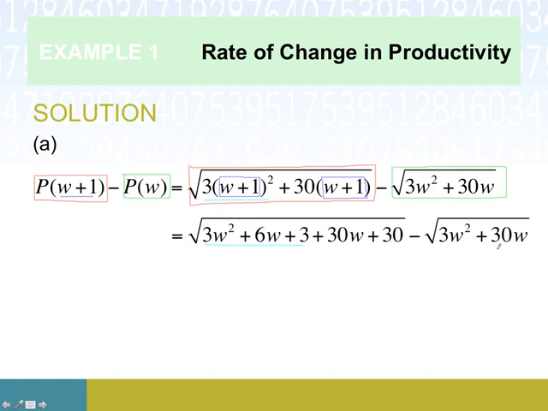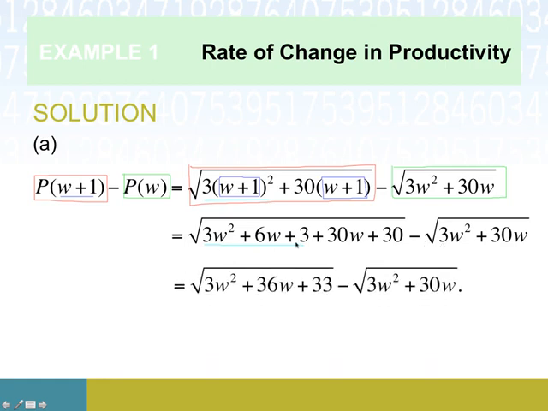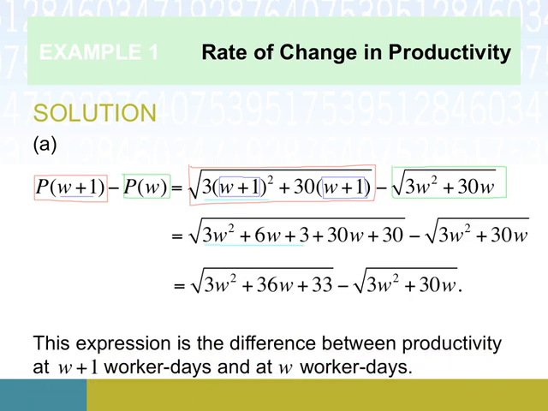And then there's not a whole lot we can do with that second radical. And there's not any great ways to combine two different radicals separated by subtraction. So not much to do there. We can simplify a little bit underneath this first radical to get 3w squared plus 36w plus 33. But that's about it. Okay, so then all that's left is the interpretation piece.